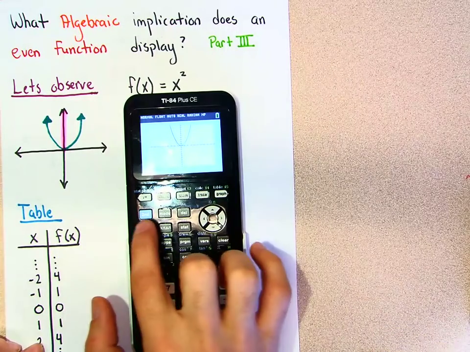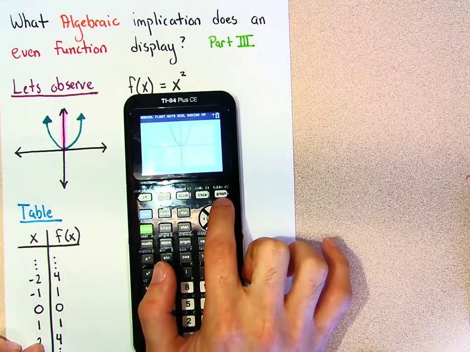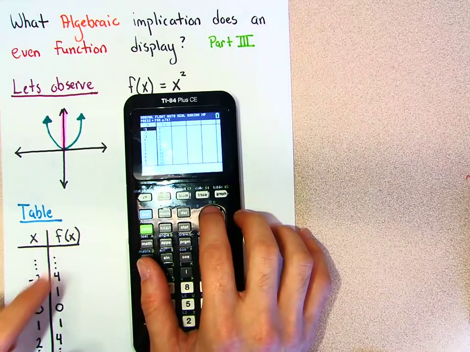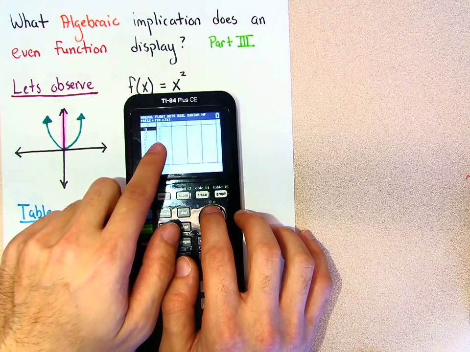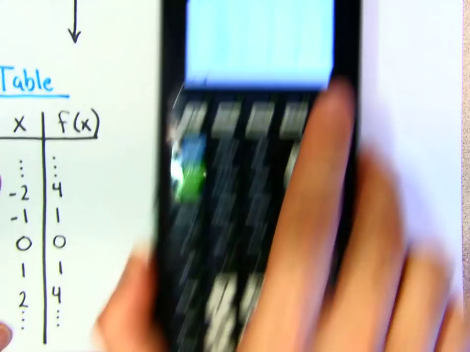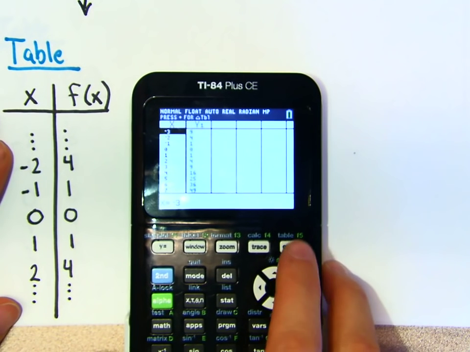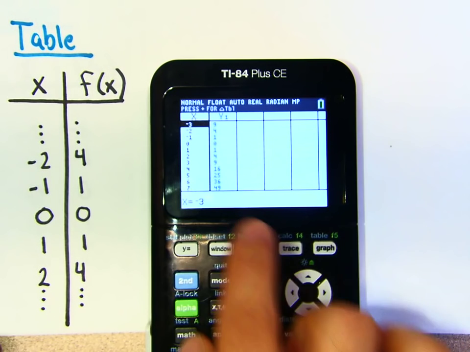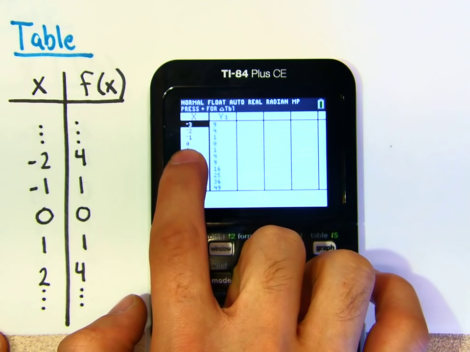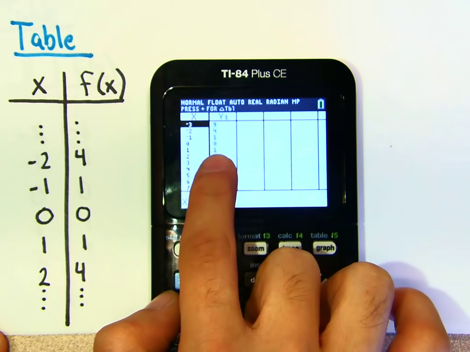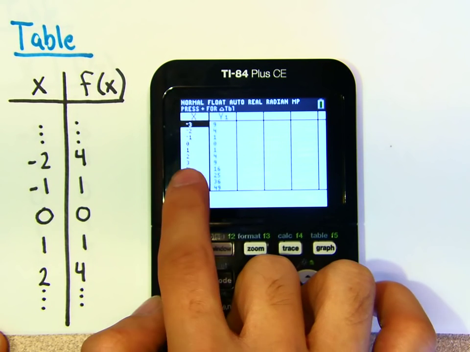And how would I do that? I just go to second and I hit graph and I access the table, and this is the table right here. Let me zoom in a little bit. Okay, perfect. Like here, if x is 0, y is 0. If x is 1, y is 1. x is 2, 4, 3, 9.